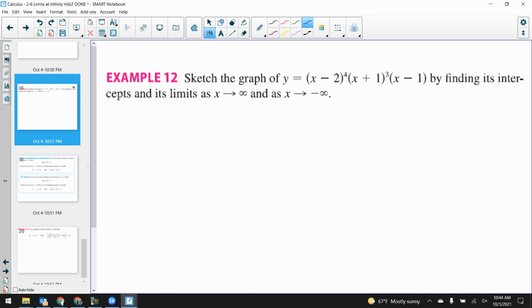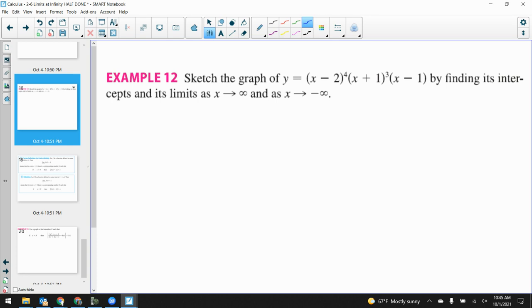Sketch the graph of y is equal to (x minus 2) to the 4th times (x plus 1) to the 3rd times (x minus 1) by doing two things. We're going to find its intercepts, both x and y intercepts, and then find its end behavior. Guys, this is asking for the end behavior. What's going to happen as x goes to infinity and as x goes to negative infinity? What's going to happen on the right and then the left side? Let's start by finding the intercepts.